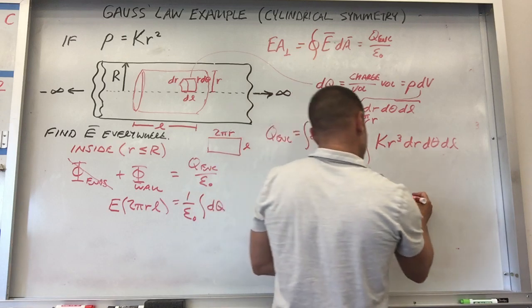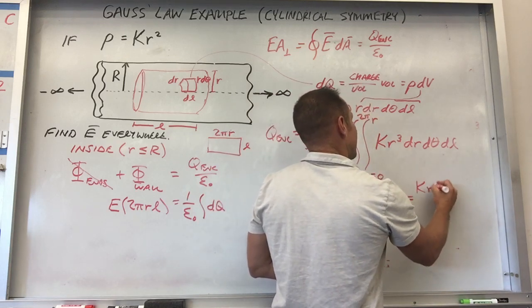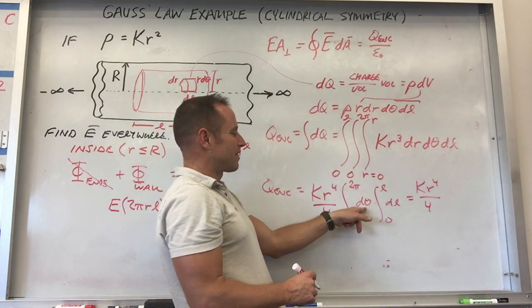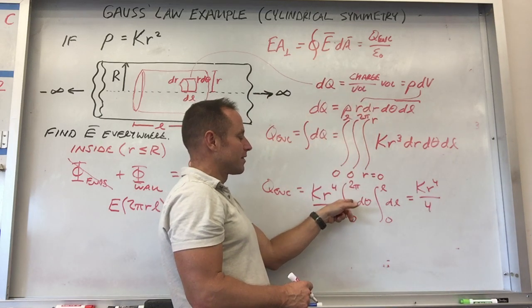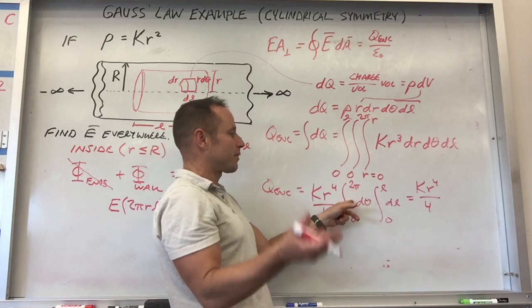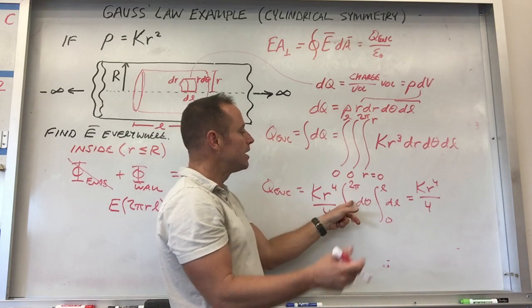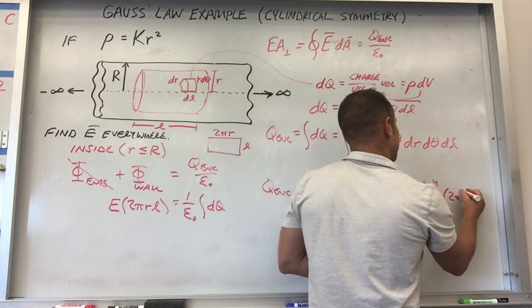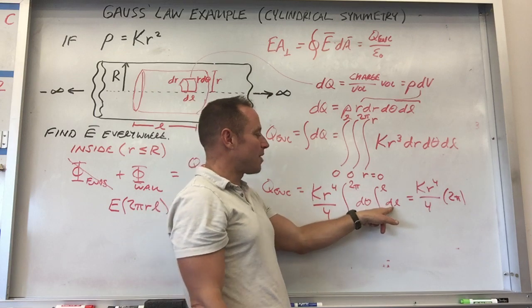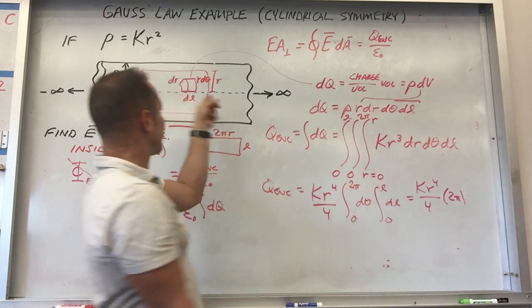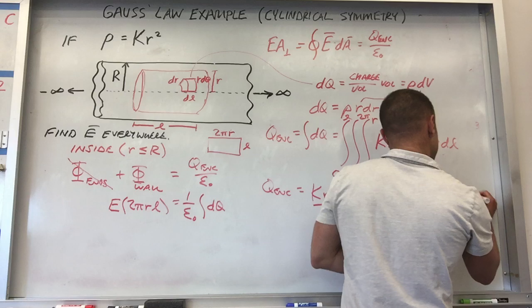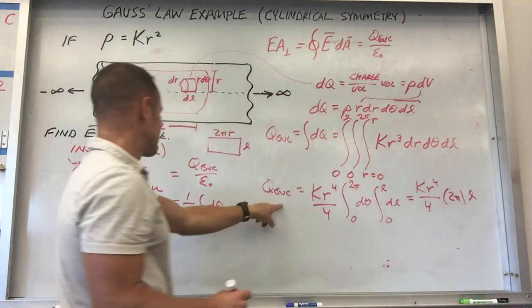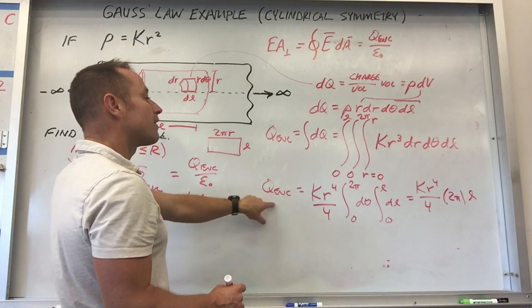So this is going to be k r to the 4th over 4. You're just integrating d theta from 0 to 2 pi. The function 1 d theta integrates to theta evaluated at 2 pi minus 0, so the integral of d theta is just going to be 2 pi. The length integral just means add up all the lengths along the whole thing, so you're just going to get L. 2 pi L. So the meaning of this expression is the total charge, and we just need to plug that in here.